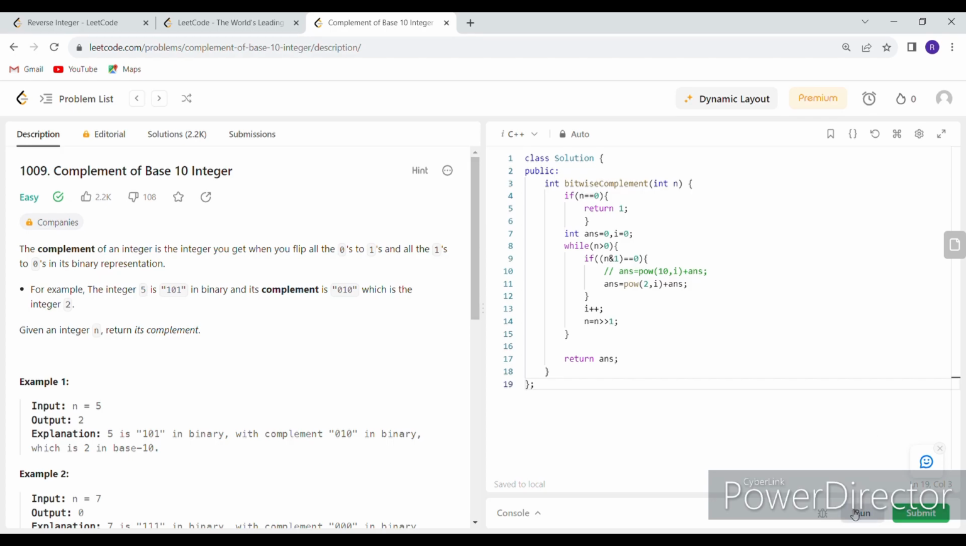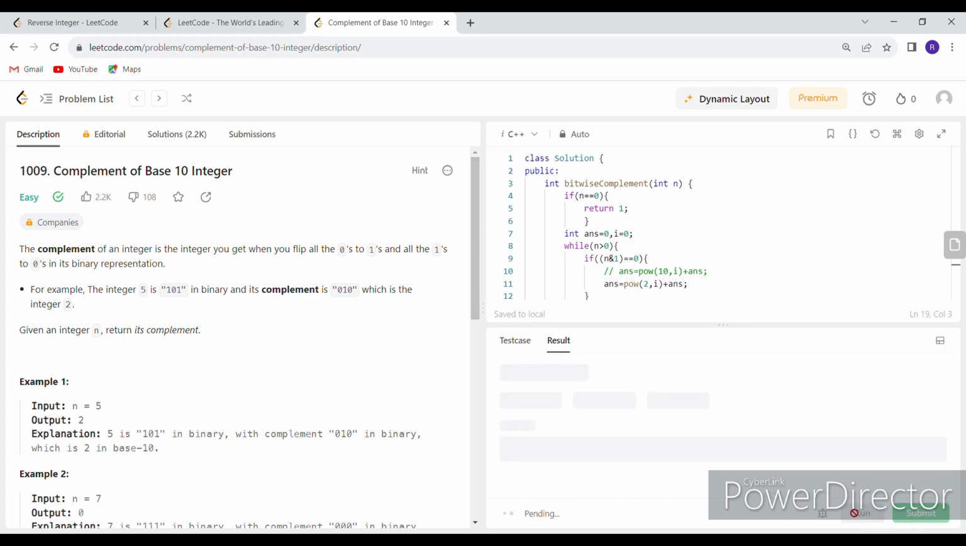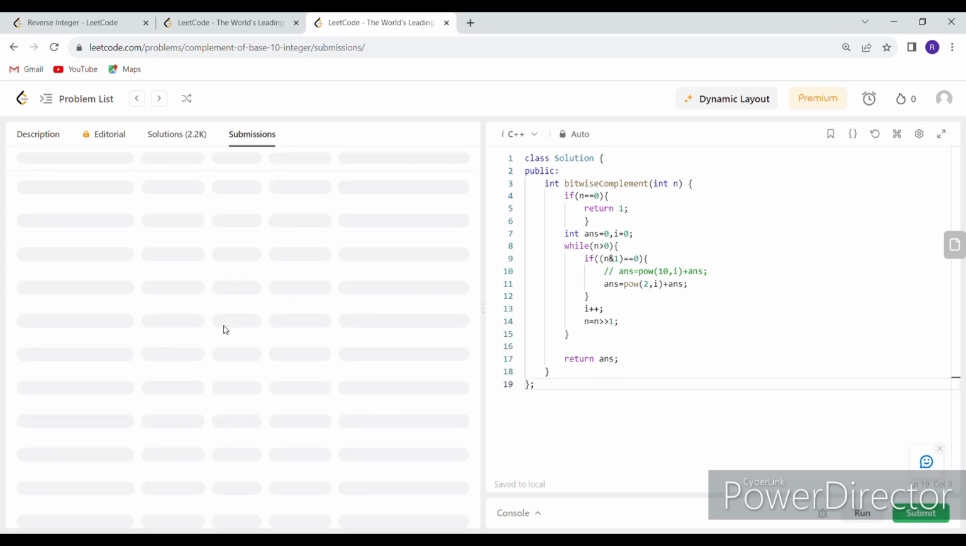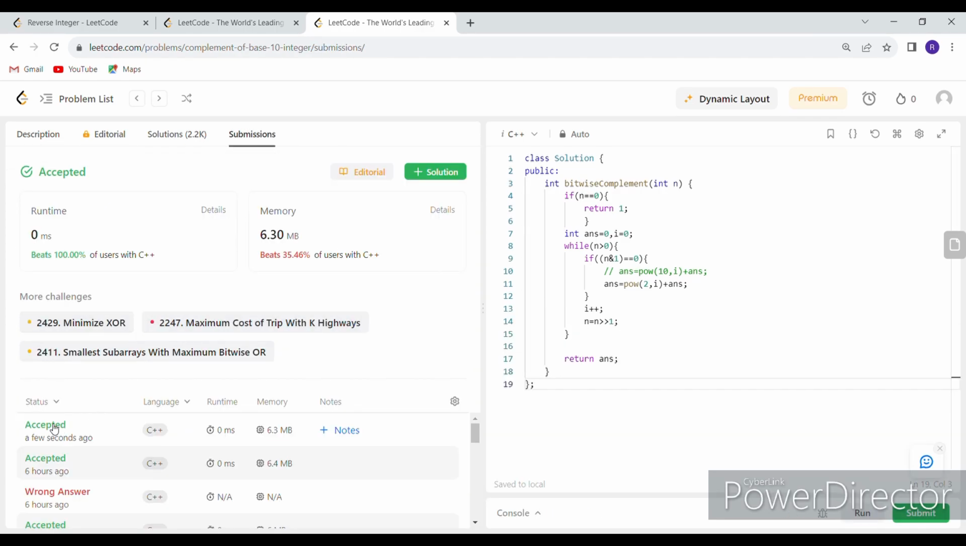Now let us run this code and see what's the output. All the cases are right. Now we will just submit it and see what is the answer. So we have solved it, and the value is accepted.